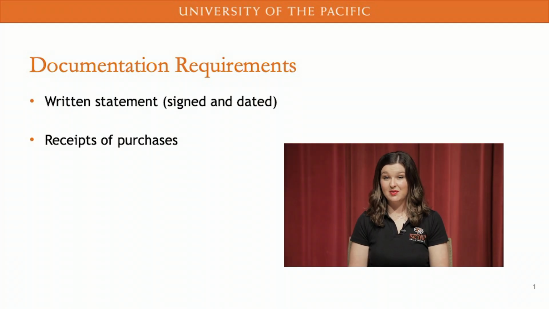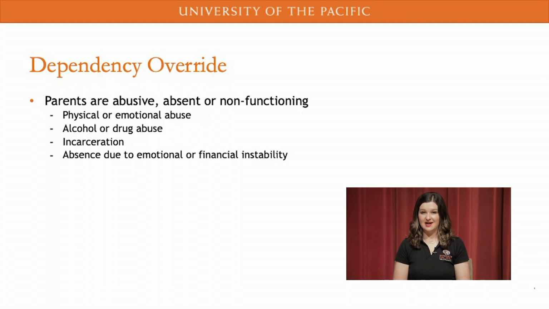Keep in mind that these expenses must have been paid for already and they are not able to be future expenses. Documentation requirements would be a written statement from you as the family and also receipts of those costs that you have paid for. Lastly, I want to discuss the dependency override process.